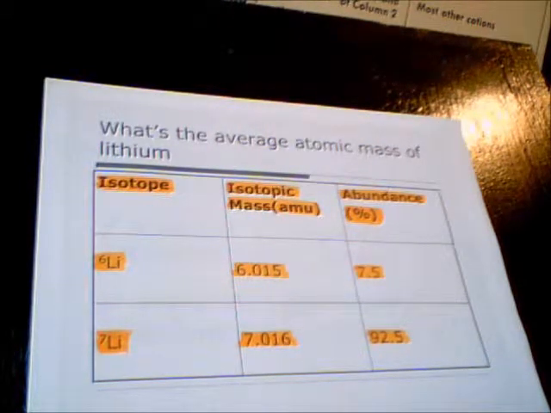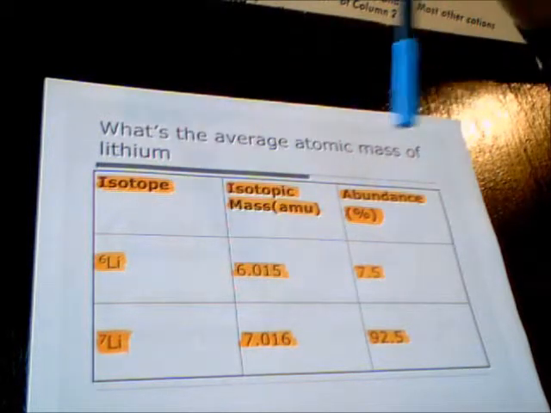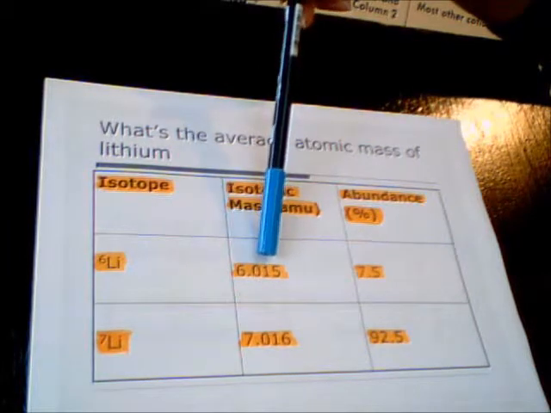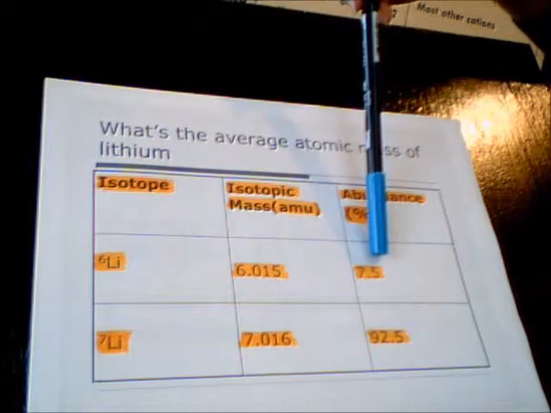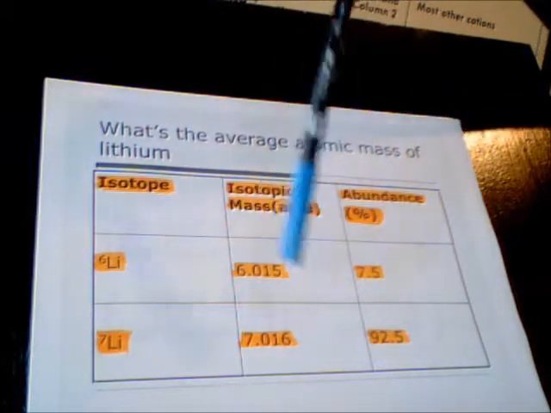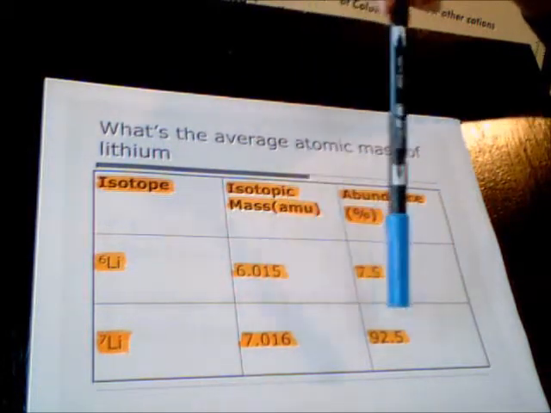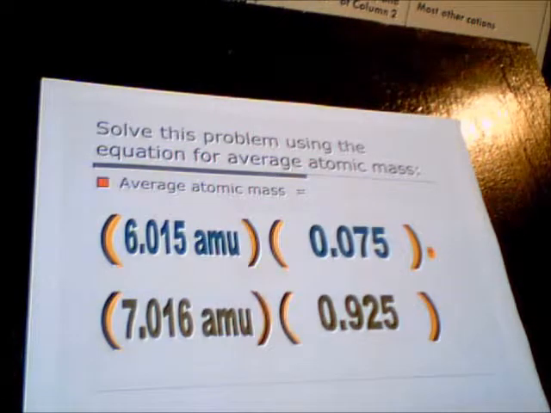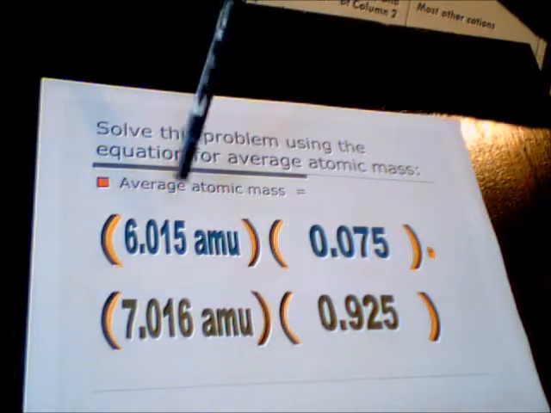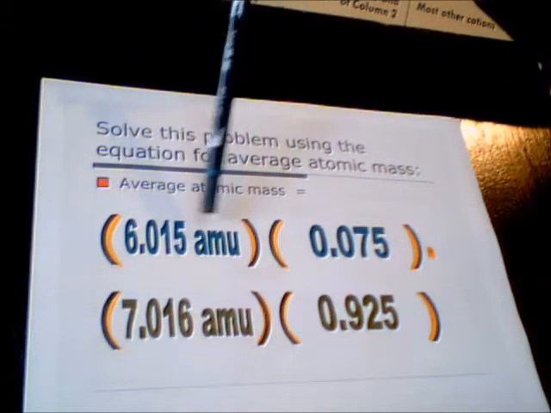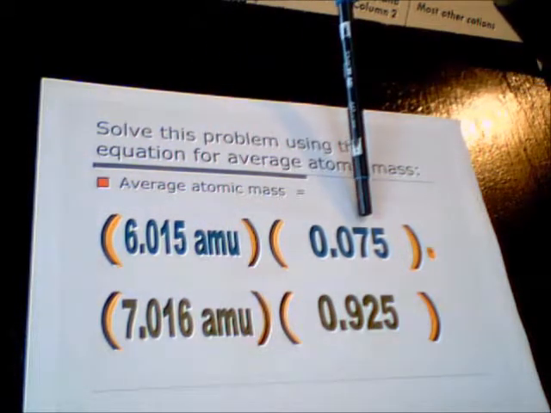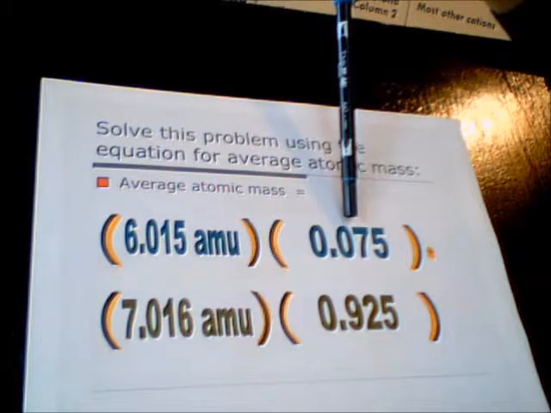What I'm going to do with this information now is put it into an equation to find out, well, what's the average atomic mass of this? What will I have to do? I'm going to have to take the mass of the isotope times the abundance plus the mass of this isotope times its abundance. Here's what I did. I took the mass of 6.015 times its abundance. Now look what I did with the 7.5 number.